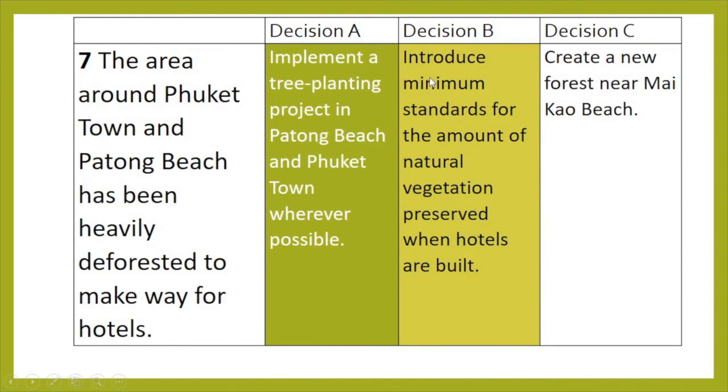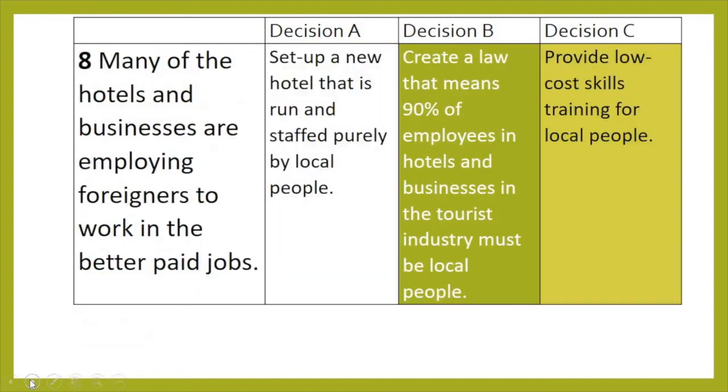The reason B is the most sustainable is you're introducing a minimum standard that will apply to all future hotels. It's a long-term change. Number 8, 0, 5, 10. The reason decision C is the highest scoring is, with B, if you introduce a law that means 90% of employees in hotels have to be local, it only affects people working in the tourist industry. If you provide low-cost skills training for local people, that skills training might be in the building trade, electrician, chef, or whatever. They're not restricted just to tourism. They can get jobs in other industries as well.